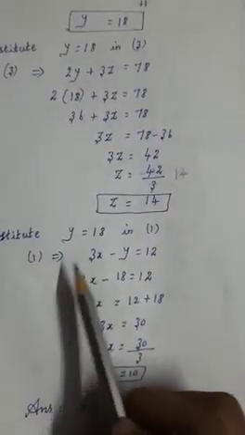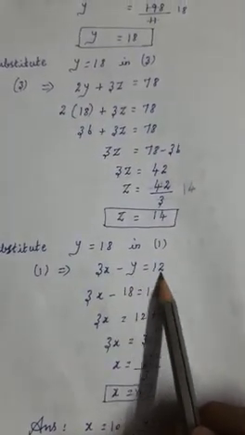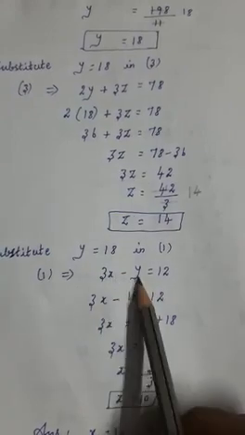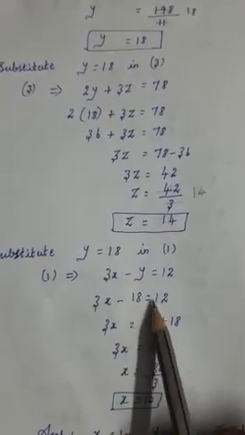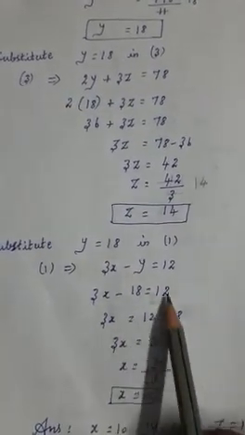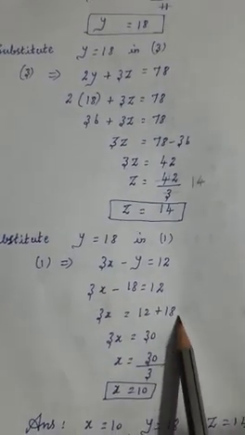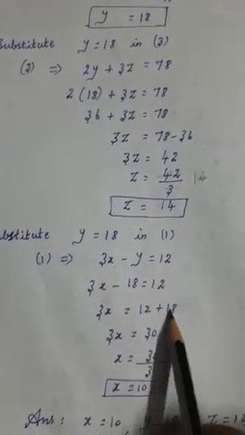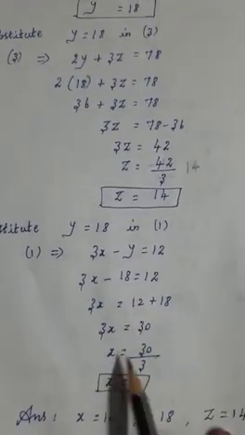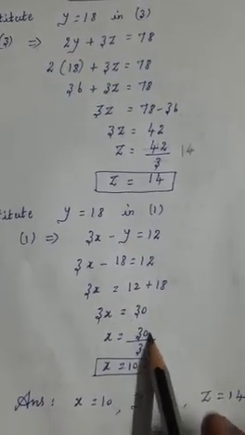So consider the first equation. Equation 1 implies 3x minus y is equal to 12. Substituting, 3x minus 18 is equal to 12. So 3x is equal to 12, and the minus 18, if you bring it to the right-hand side, becomes plus 18. So 3x is equal to 12 plus 18, that is 30. So x is equal to 30 divided by 3. If you cancel it, that is 10.